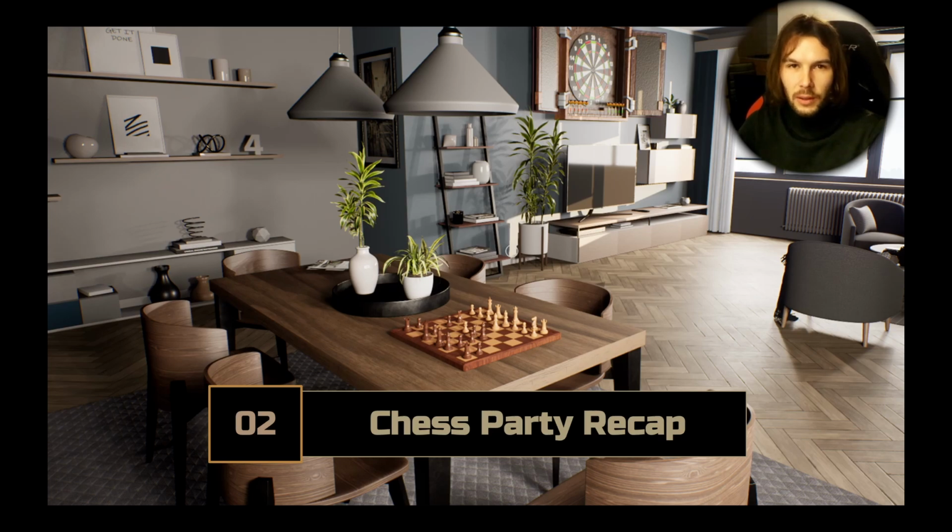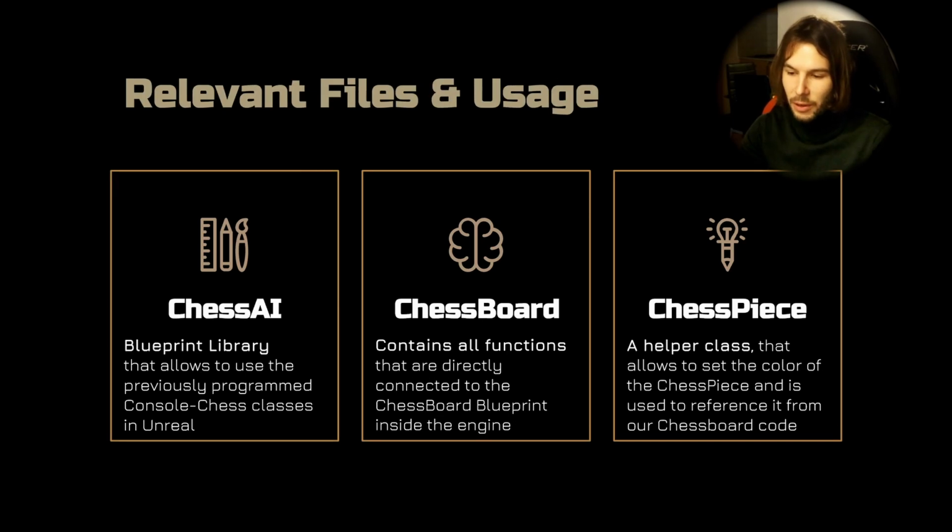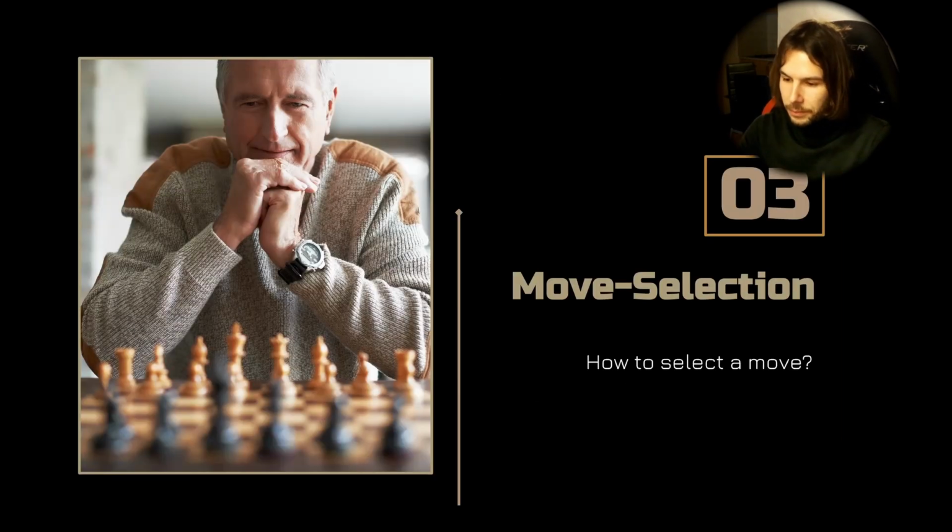Before we move on, let's do a very quick recap also of how the chess project itself looks like. So the living room has two parts. It has the chess part and the darts part. We obviously stay in the chess part for today. We have the chess AI as a blueprint function library, so we can call stockfish functions from Unreal Engine directly in the blueprints. We have the chessboard files, which contain all the functions I just showed you for spawning the chess pieces and constructing the checkboard pattern. And we have a chess piece class to then set the color of the chess piece.